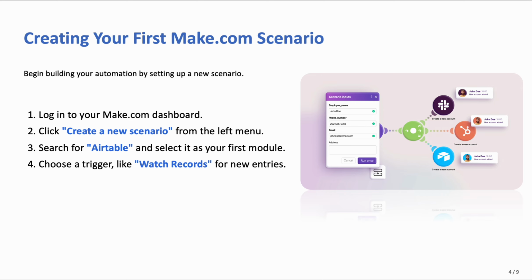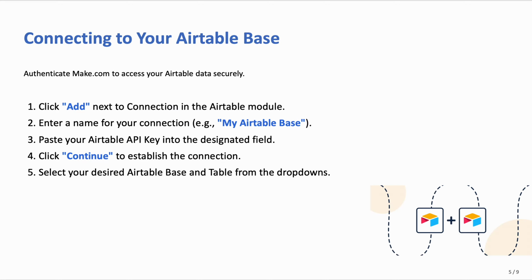So log in to the make.com dashboard and create a new scenario from the left menu. Then search for Airtable and select it as your first module and choose the trigger like watch records for the new entries. Then connect your Airtable base.